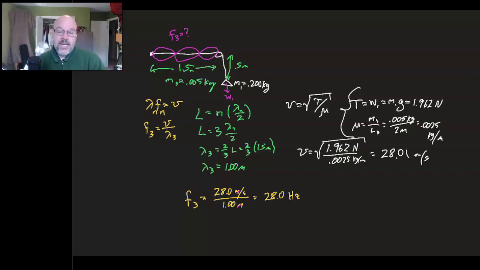Now, this string and this particular mass, that's something we could do in the lab. We could reproduce this in the lab easy. And these all happen to be very realistic numbers. So there you go.